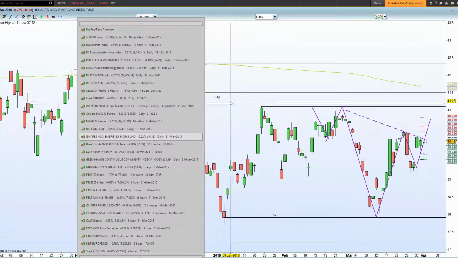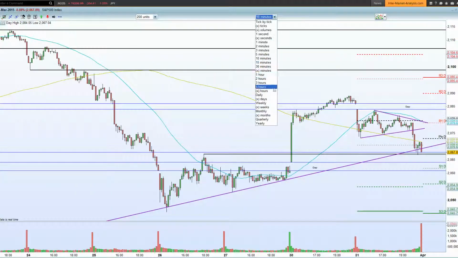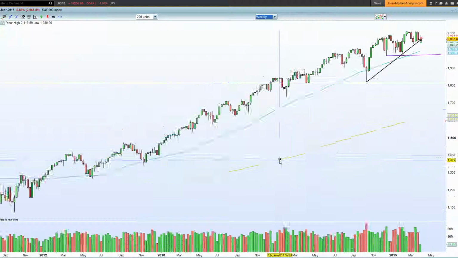Okay, now let's have a look at the indices now, given the fact that I've explained the fundamentals and as to why the market's obviously at a risk off scenario. So let's go to the S&P 500 to start off with. Okay, so let's start off with the weekly chart. Let's get a bird's eye view as always.